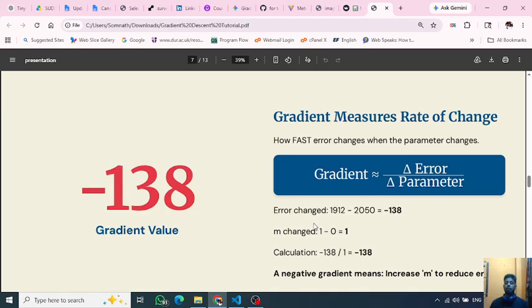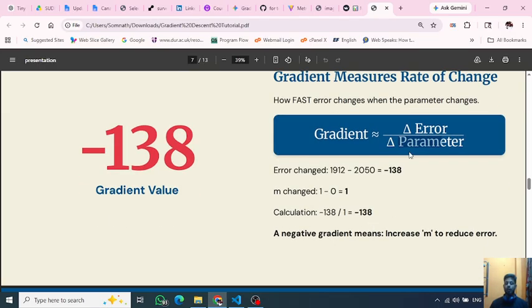So error change. The previous error was 2050 and the new error is 1912. I mean, error means MAC value. Okay. So what is the error change? Minus 138. And M change: M started with 0 and in the next step we change it to 1. So M change is 1. This is the parameter change, and that was the error change. Actually, parameter change means the change in M.